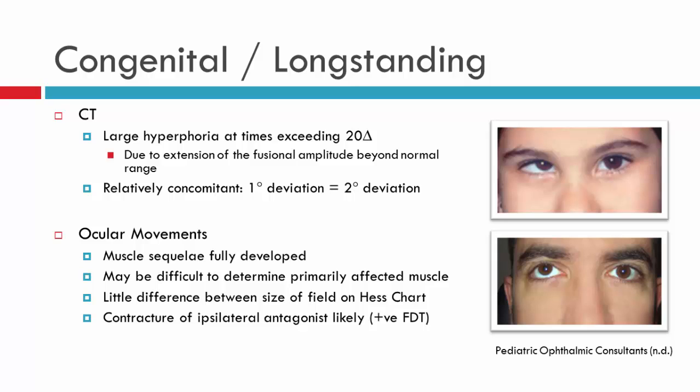Our understanding of why this happens is limited. However, if you think about the deviation, say for instance we've got a left superior oblique palsy, that eye will be hyperdeviated. Now that constant hyperdeviation may be what's causing the contraction of the superior rectus.